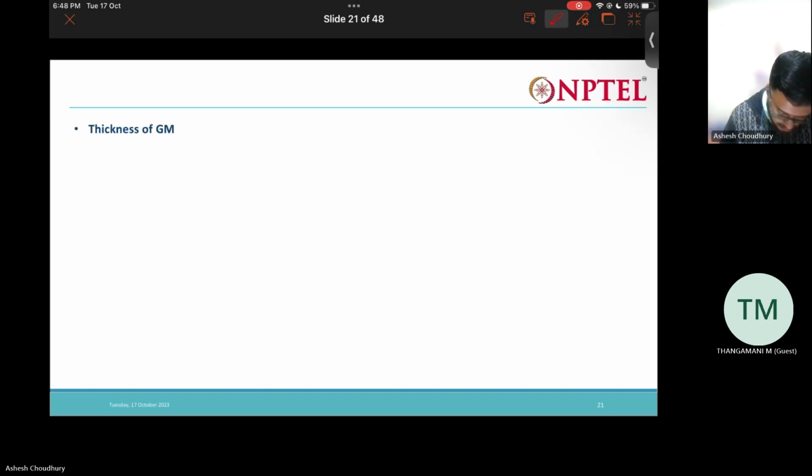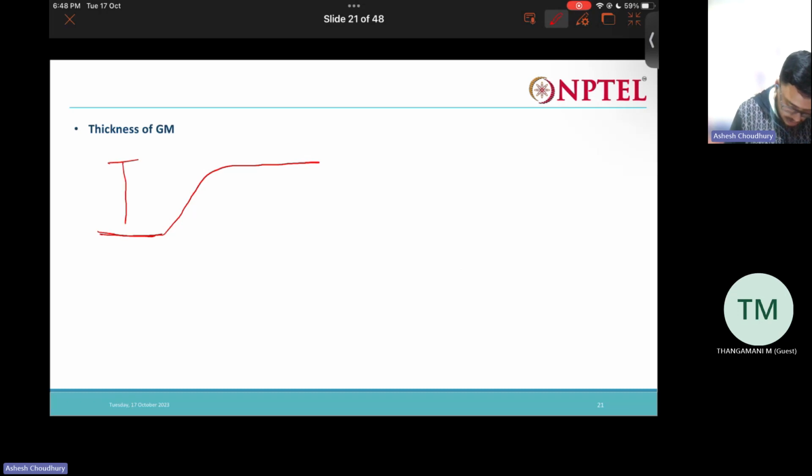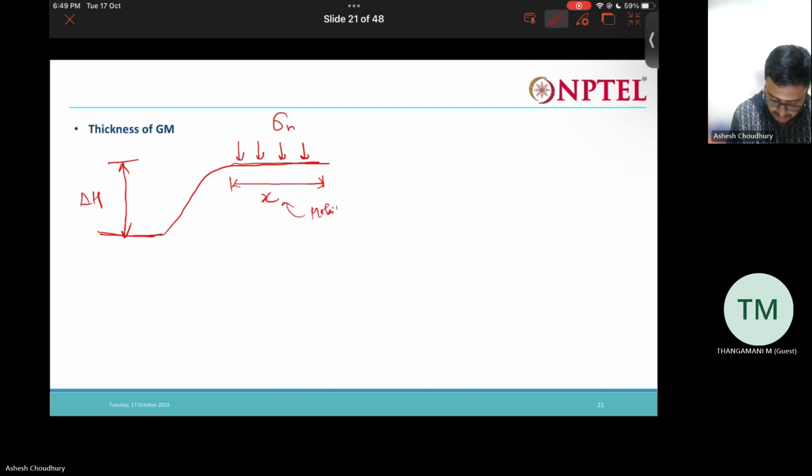So generally, the geomembranes are laid like this, right? So this is the base, the slope, and then we have this. And this is the approximate height, delta H. And in this portion we have some normal stress acting, maybe due to the soil cover, maybe water pressure, whatever. And this is the mobilization distance, which we will see. And this is inclined at an angle theta.